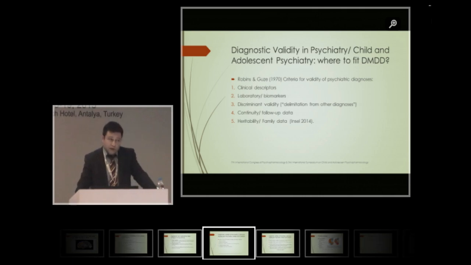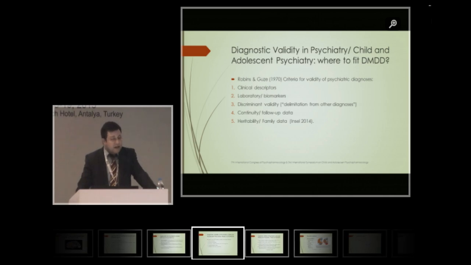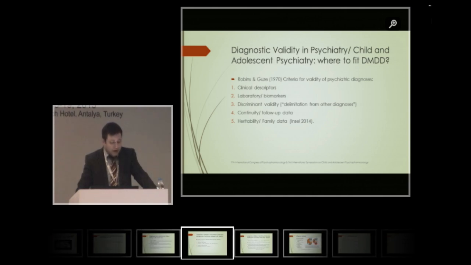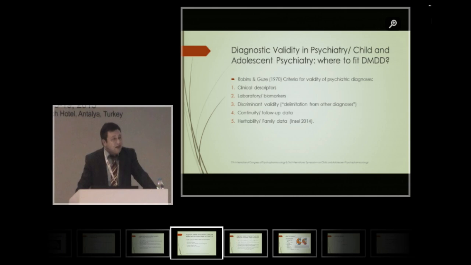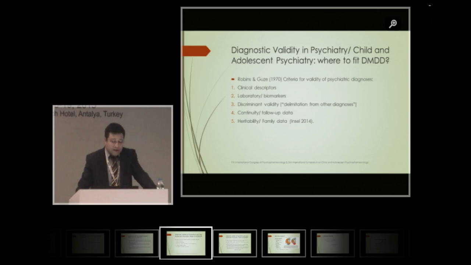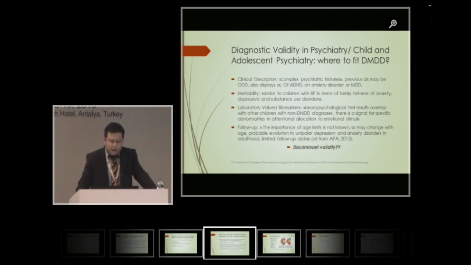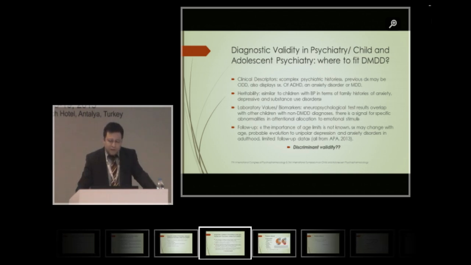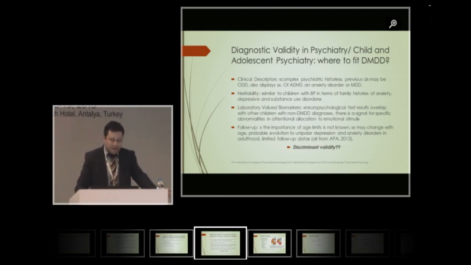Let's have a look at diagnostic validity. Robbins and Guze had a study in 1970 where they came up with certain criteria for the validity of a psychiatric diagnosis. They need clinical symptoms, lab work or biomarkers, differential diagnosis, continuity, follow-up data, heritability, and family-related data. These are all required. And let's have a look at all of these from DSM-5's point of view. Clinical signs. These children have complicated history. They can have ODD, lack of attention, anxiety disorder, depression symptoms, etc.